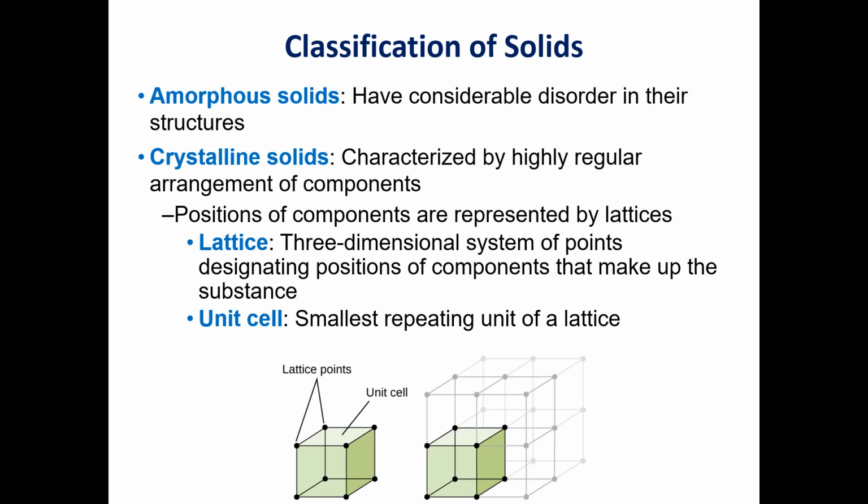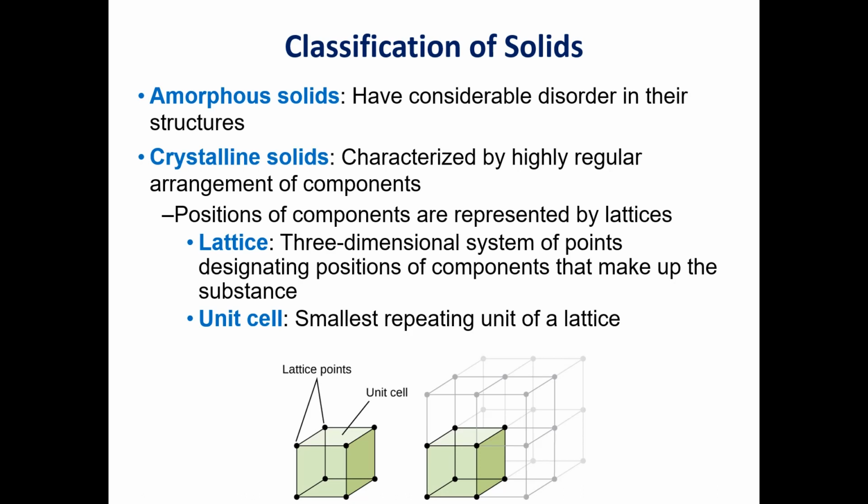Crystalline solids, on the other hand, have a highly regular arrangement. They're ordered in a very specific arrangement, and there are certain types of arrangements that are very common, and we're going to talk about those arrangements. There's a couple of ways that we categorize the arrangements of crystalline solids.